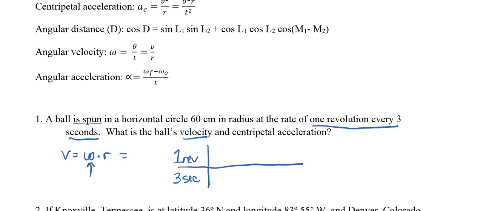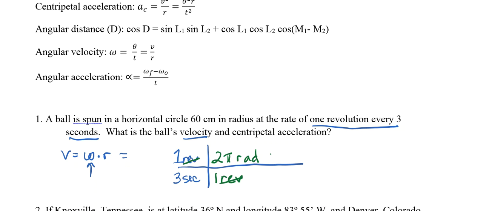Now, to decide where you're going to put this, I'm going to put the 1 revolution here, because if I have something in the numerator and something in the denominator, it will cancel. So this way my revolutions goes away. My 1 revolution is equal to 2 pi radians. So 2 pi radians over 1 revolution is the same as multiplying by 1, because the top and the bottom are equal. But it allows me to convert out of revolutions and into radians, which is what angular velocity is.